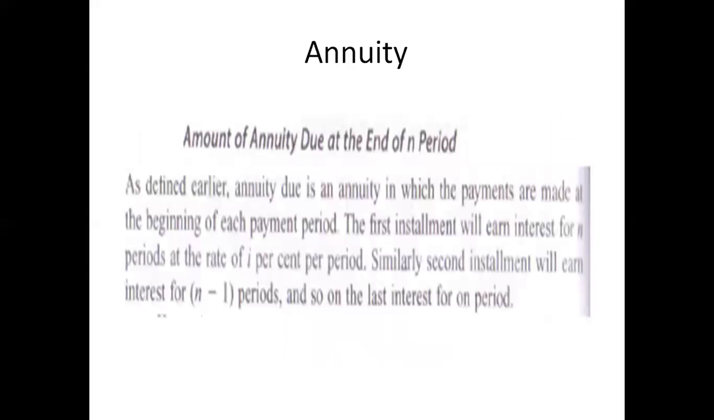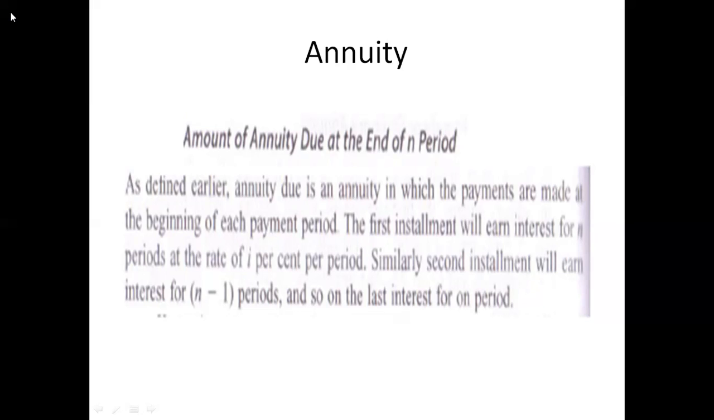Now, amount of annuity due at the end of the period. As defined earlier, annuity due is an annuity in which payments are made at the beginning of each period. The first installment will earn interest for n periods at I% per period. Similarly, the second installment will earn interest for n minus 1 periods.